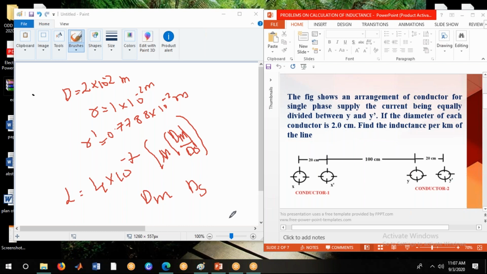How can we calculate dm? Here the number of conductors n equals 2, and the number of conductors m equals 2. Now just find the value of dm and ds.